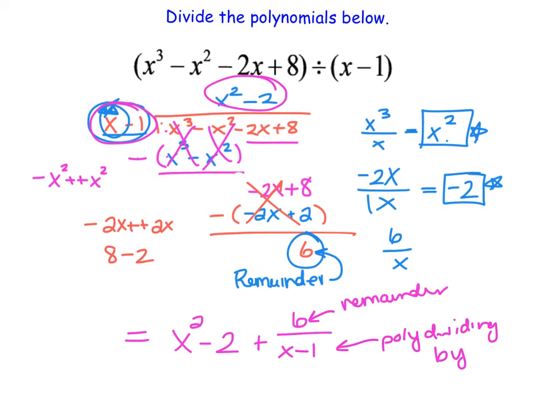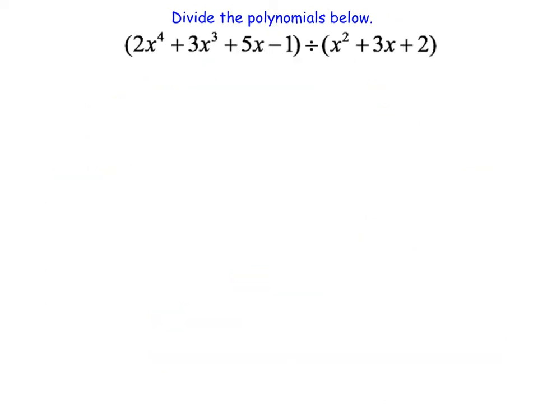So when we divide these two polynomials, we end up with x squared minus 2 and then with a remainder of 6 over x minus 1. So third and final example here.